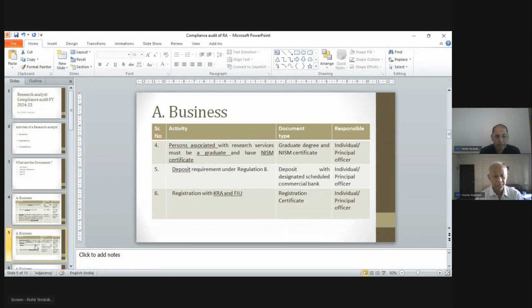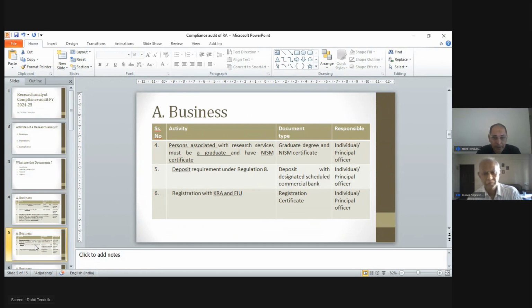Fourth point, persons associated with research services. There is an additional category that is introduced for the financial year 24-25. These associated persons must be a graduate and have the NISM certificate. The documents are the graduate degree and NISM certificate. The responsibility for maintaining these documents is cast on the individuals or the principal officer in the case of a non-individual research analyst.